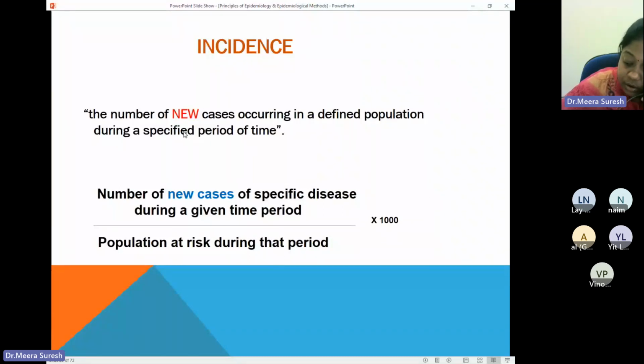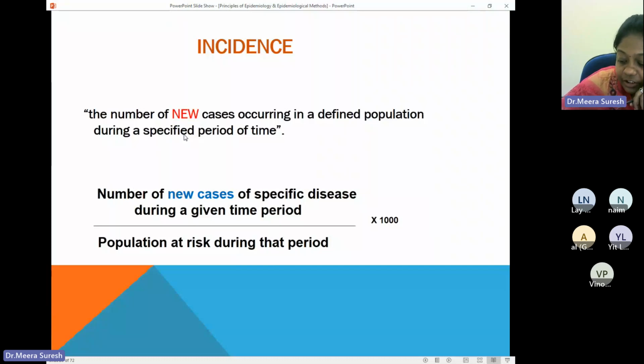So if someone asks you, what is the incidence of tuberculosis in 2022? That indicates you are going to say the number of people who acquired tuberculosis in the year 2022. They may not have had it earlier. They were newly infected or newly diagnosed with tuberculosis in that particular year. So it includes only those people who were newly diagnosed. If you're going to talk about prevalence, we'll get to that later. So incidence means new cases.